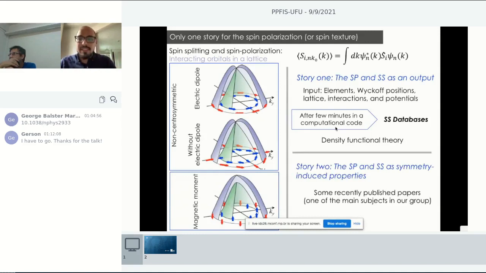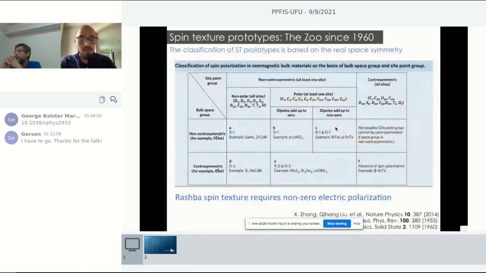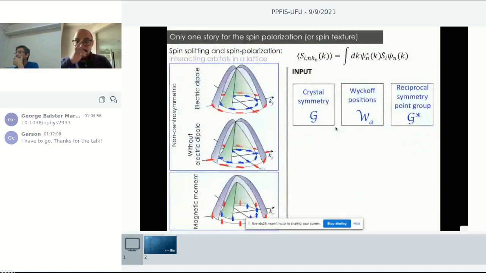But what about the spin texture as a symmetry element? The idea is the following. What is the symmetry behind the spin polarization patterns that impose this behavior, and that allows us even to determine a priori the spin polarization without making any calculation, as is already known for the band structure? Well, I'm going to show this.